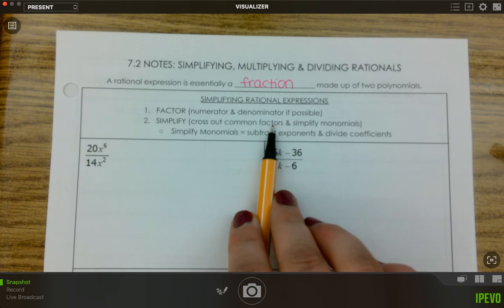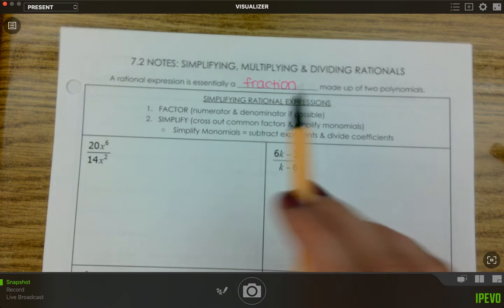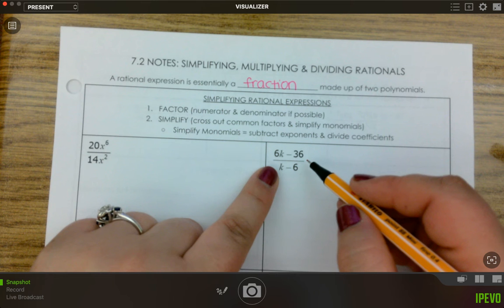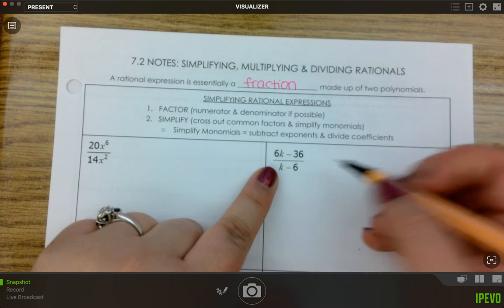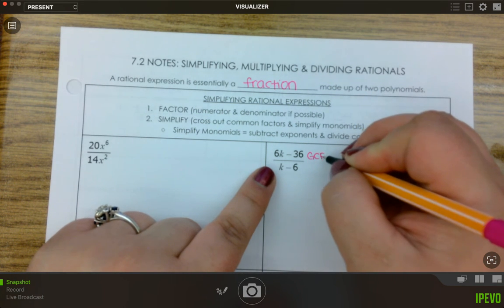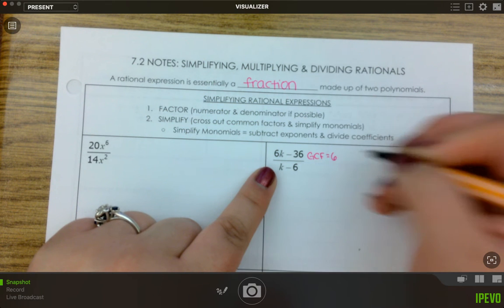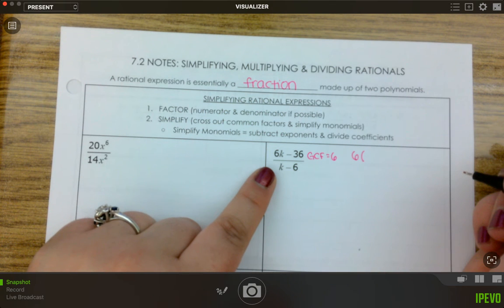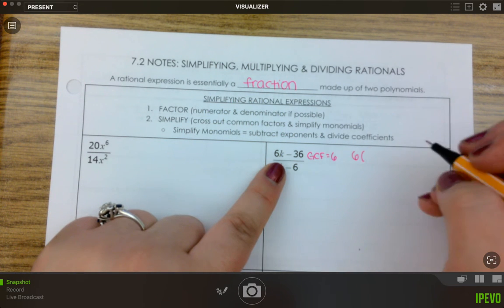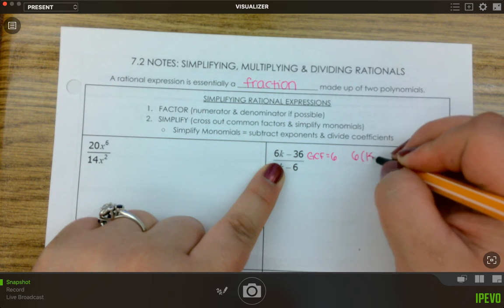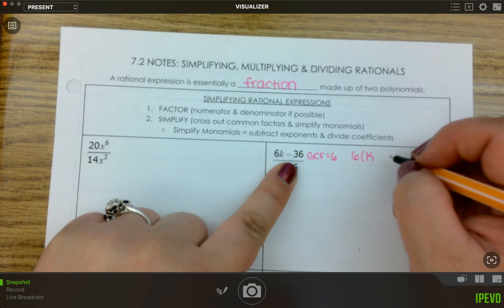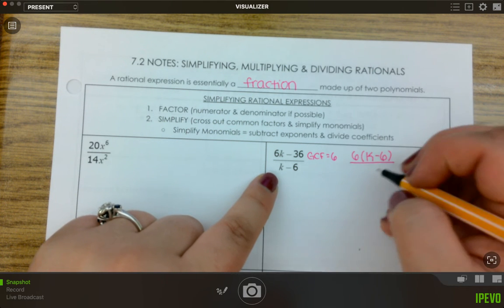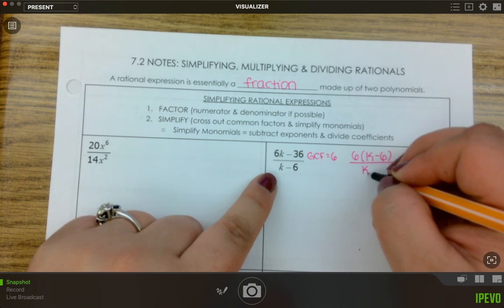Here's what that means. I'm going to do the second example to show you what a common factor is. So this top part has a greatest common factor of 6. What that means is I can put a 6 out front and then divide the whole thing by 6. So 6k divided by 6 is just k. Negative 36 divided by 6 is negative 6. On the bottom, it's already fine the way it is. There's nothing I can take out of those two.